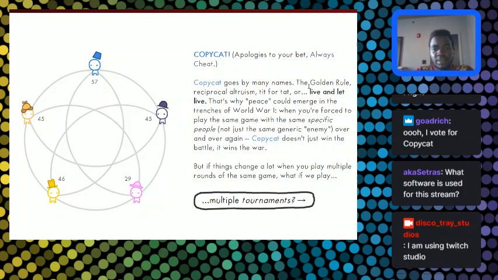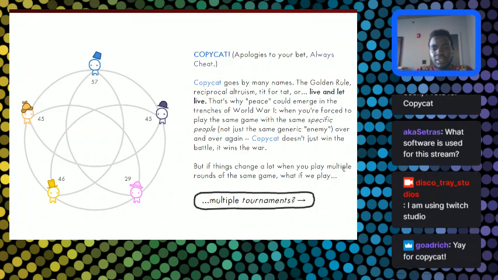Copycat goes by many names: the golden rule, reciprocal altruism, tit for tat, or even live and let live. That's why peace could emerge in the trenches of battle, when you're forced to play the same game with the same specific people, not some generic enemy over and over again. Copycat doesn't just win the battle, it wins the war. But things change a lot when you play multiple rounds of the same game.